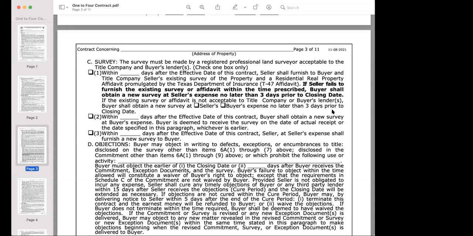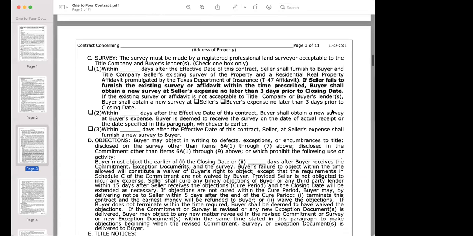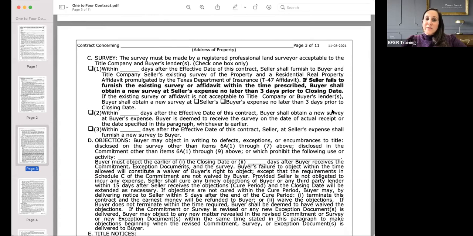So on C, going back to C, on the other options, if there isn't a survey existing, option 2 and 3, if we're representing the buyer, what would be a strategic amount of time? Surveyors are really busy right now. So you just have to ask the title company, what's your surveyor's turnaround time? And really, as long as the buyer places the order, it's kind of out of our hands. So that's not a date that's super meaningful. I would put probably 7 to 10 days.